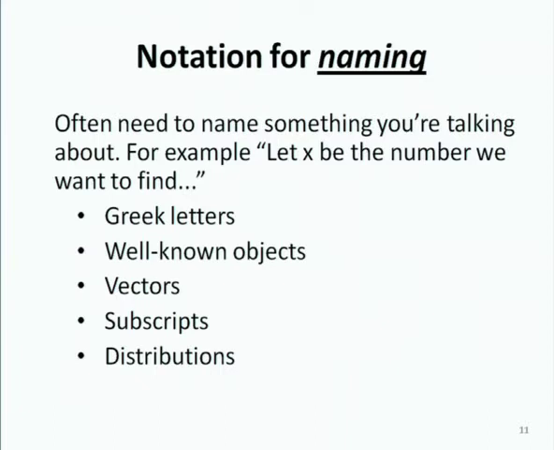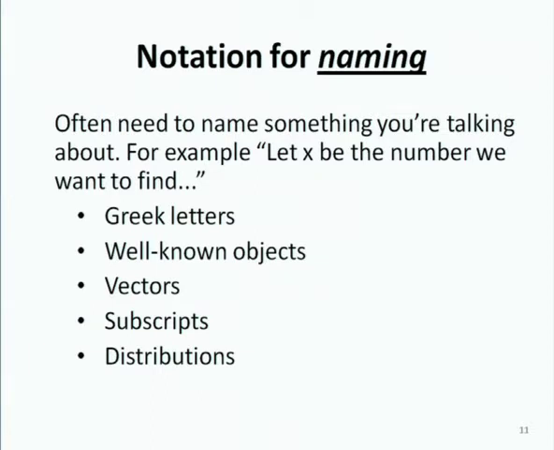So now that we've got maths notation, we can cut down on some of those words so that it's easier to understand what we're doing. And these are the different types of naming things that I'm going to go through. I'm going to talk about the Greek letters, some well-known objects that have names of their own, vectors, subscripts, and distributions.